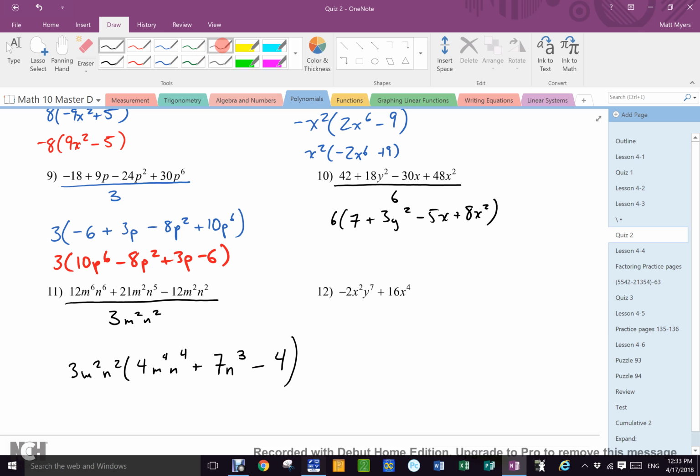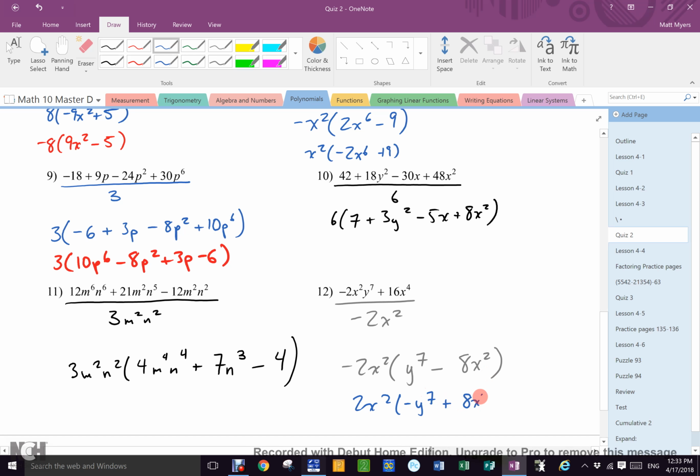Great. And the last one is another one of those ones where we could take out a negative. What's coming out? Negative 2x squared. So negative 2x squared. And first one? Y to the 7th minus 8x squared. Or 2x squared times negative y to the 7th plus 8x squared.